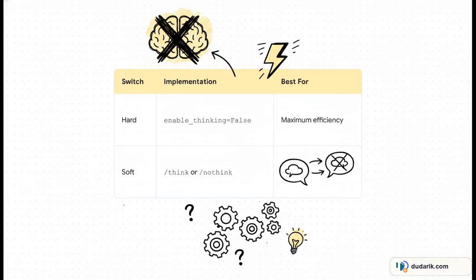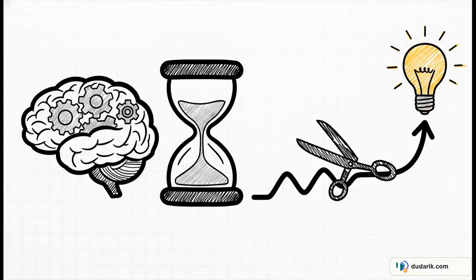So the docs outline two switches. First, the hard switch. By setting enable thinking equals false in your code formatting, you strictly disable the behavior, aligning it with older instruct models for maximum efficiency. Second, there's the soft switch. You can literally just append /think or /not-think to your system messages or user prompts. This is awesome because it allows the model to switch modes dynamically on the fly during a multi-turn conversation. There's also this really cool concept they introduced called a thinking budget, which basically allows you to cap reasoning time.